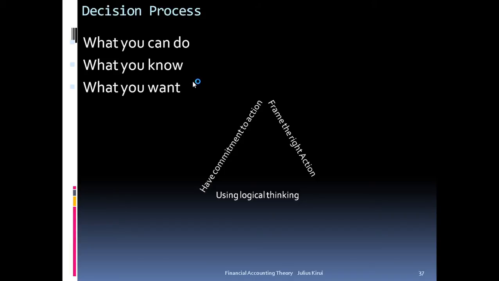Now in the decision process, there are only 5 areas that are critical: perceiving the need for decision making, determining the objectives, collection of relevant information, evaluating alternative courses of action, and finally, choosing the best alternative.